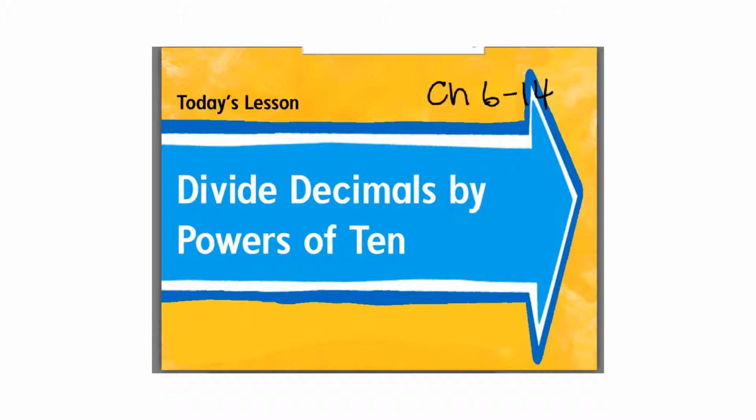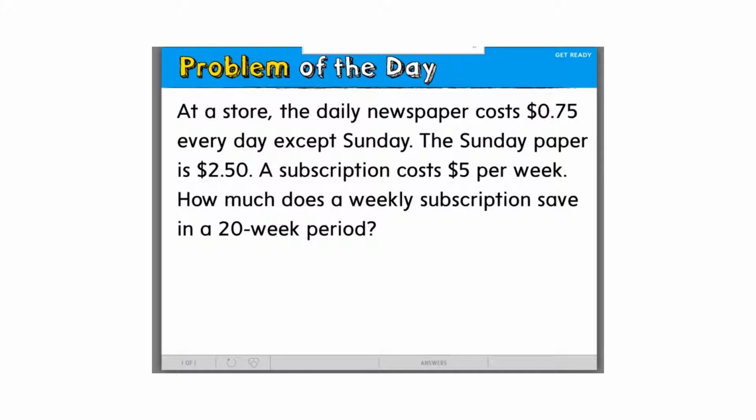It's very similar to what we did a few days ago when we were talking about multiplying. So let's look at the problem of the day. At a store, the daily newspaper costs 75 cents every day except Sunday. The Sunday paper is $2.50. A subscription costs $5 per week. How much does a weekly subscription save in a 20-week period?